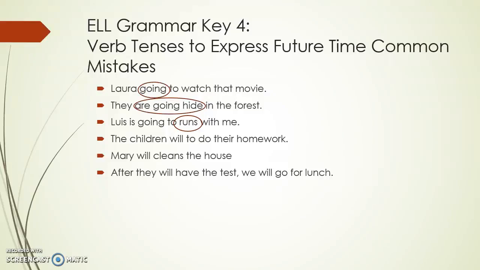The children will to do their homework, very common. The children will do their homework. Mary will cleanse the house, putting S again. And after they will have the test, we will go for lunch. This one refers to adding a future verb tense, a future expression in a clause of time. And we don't do this. We say after they have the test, we will go for lunch. So we're never going to have a future form in this part of the sentence.